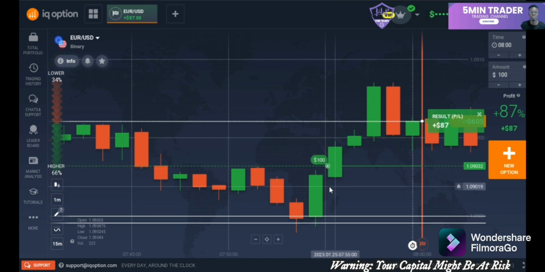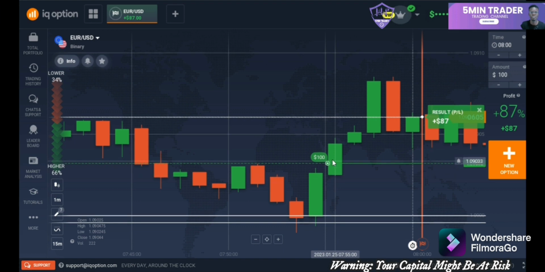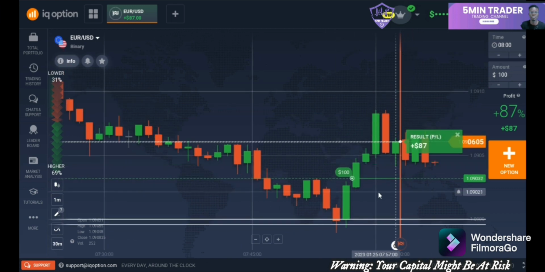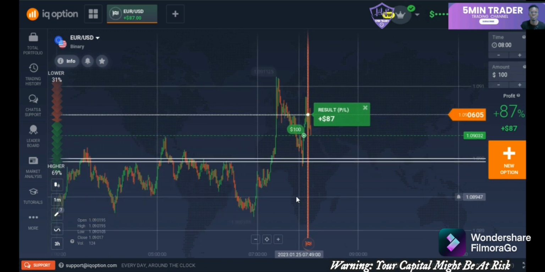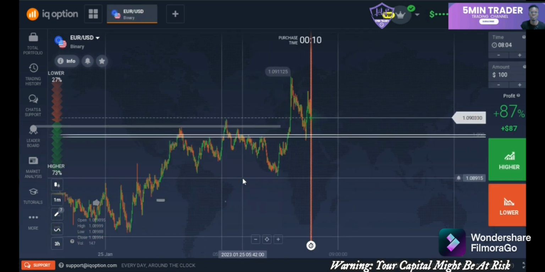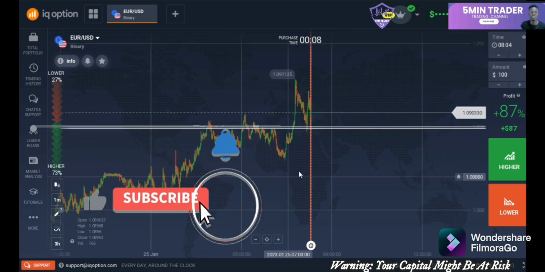broken, and that was what happened with this candle. This candle broke it easily, and I didn't wait for this candle to finish. I took the trade on this candle, and you can see that we have won the trade easily. So this is all about this trading setup. It was just pure price action.